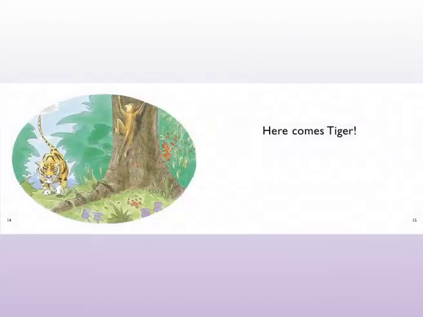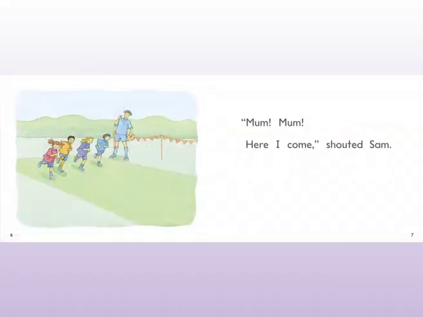A new high-frequency word is often positioned within a sentence where the context brings out the full meaning. For example, the word come has relatively low imagery, but it has to be mastered at levels 3 and 4 if a child is to move on to level 5. For example, "Here comes Tiger" in level 3, Tiger, Tiger book. "Mum, Mum, here I come", level 4, Sam's race. When used in just the right place, the word becomes memorable.